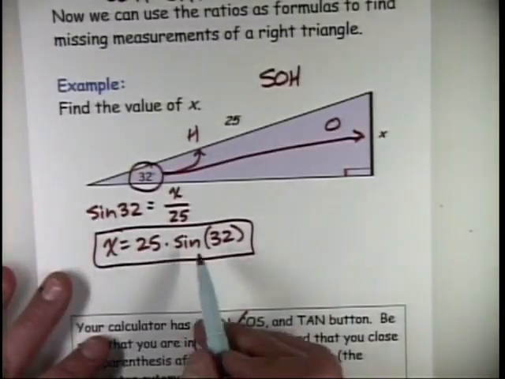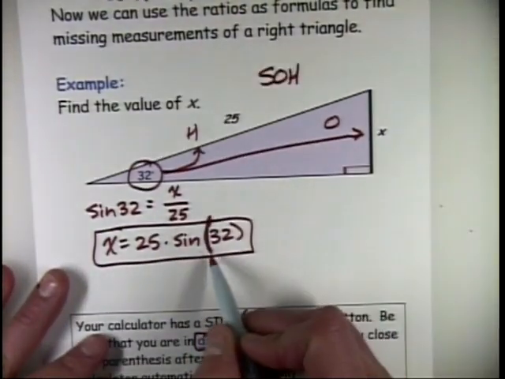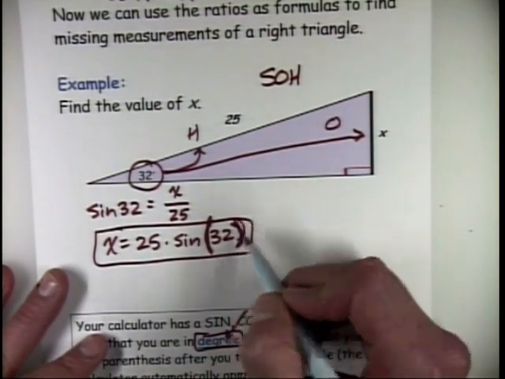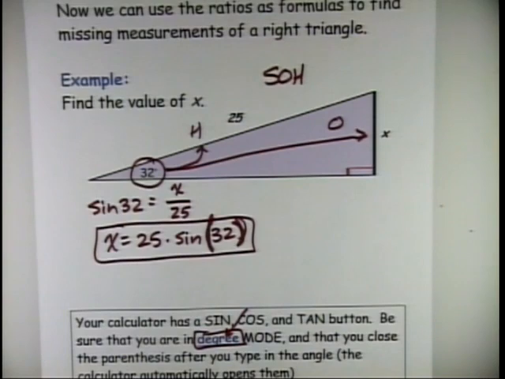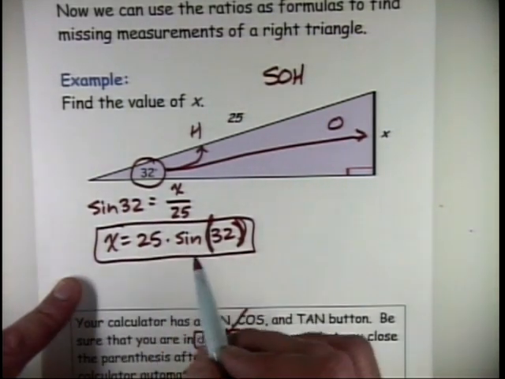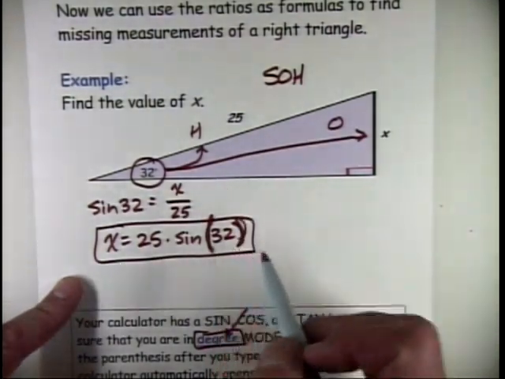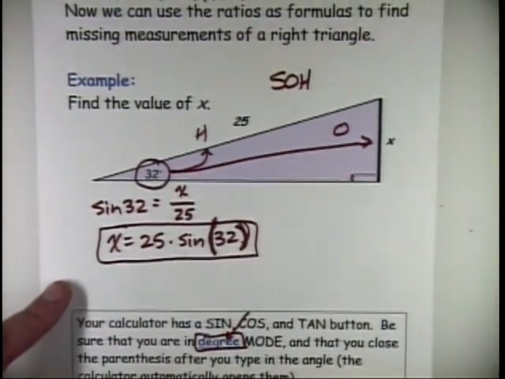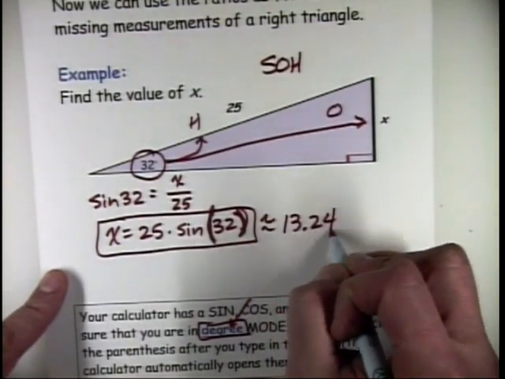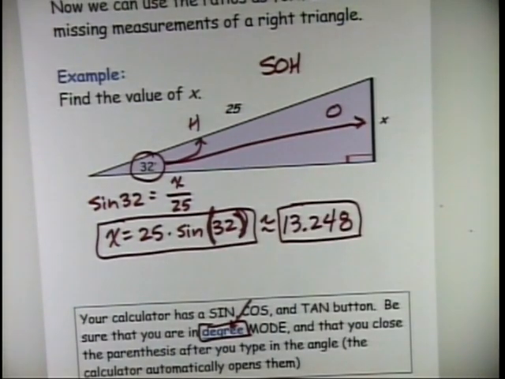The other thing is when you hit the sine button, it automatically opens up parentheses for you, so it's a good habit to get into closing it right there after you input your angle. You don't need to put anything between your 25 and the sine. So you can type it as 25, hit the sine button, 32 in degree mode, close parentheses, and then hit enter. And then your calculator will give you your approximation, 13.248.